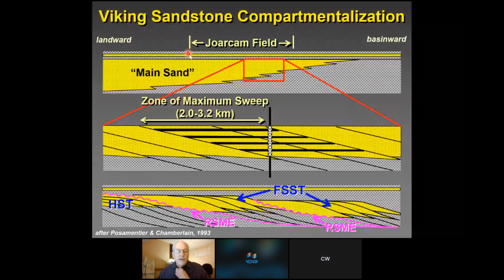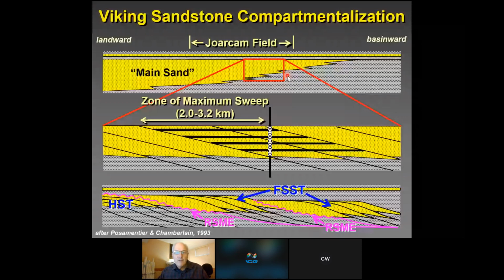The geologist working the field correlated these sands and called it the main sand. Essentially, it was a progradational highstand systems tract. Then they went in and waterflooded the system, and the geologist told the engineers, oh, you're going to get this big, broad sweep. Well, they didn't.